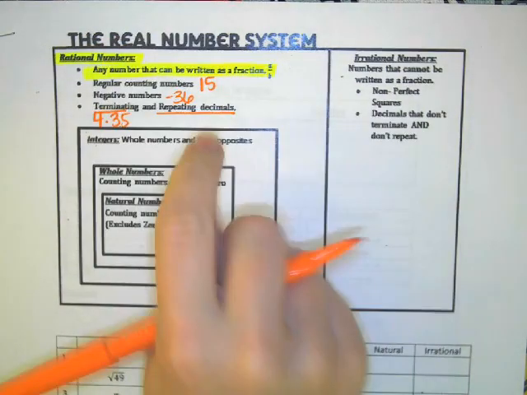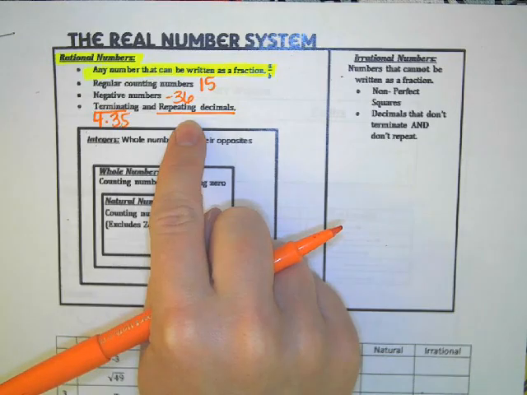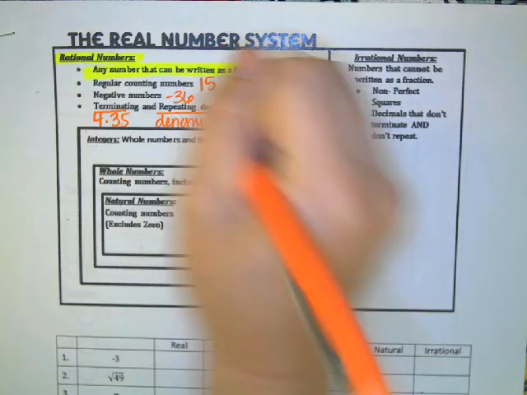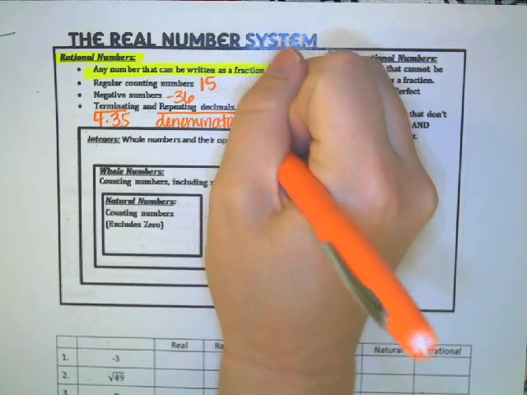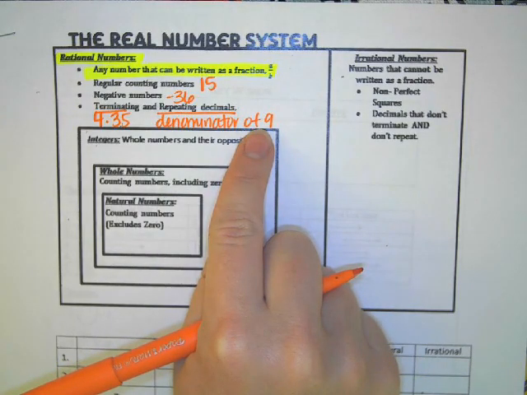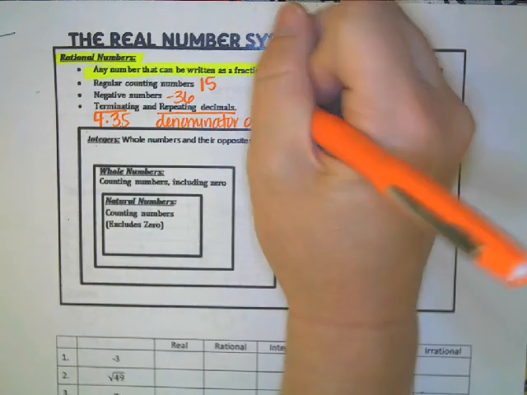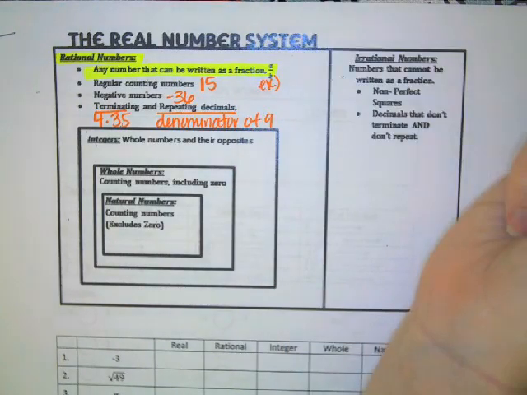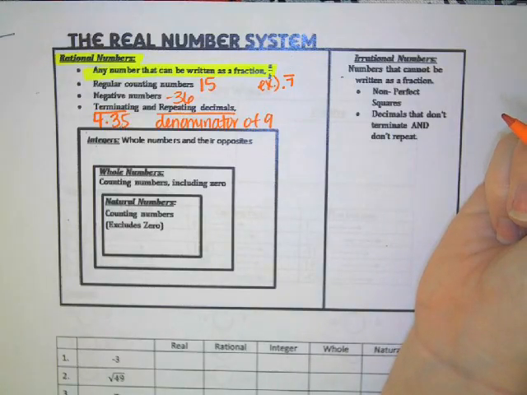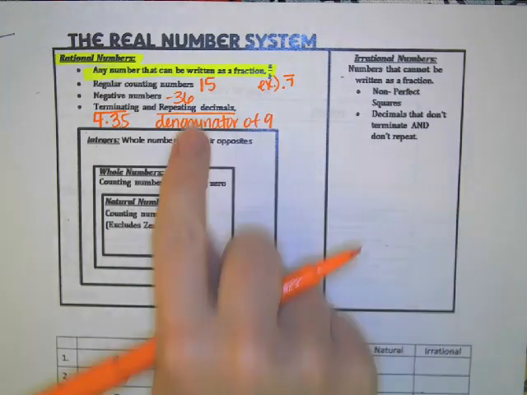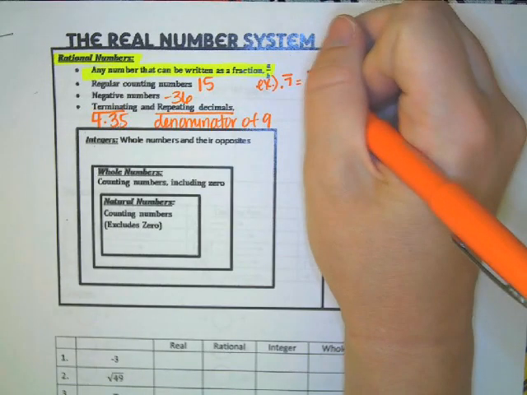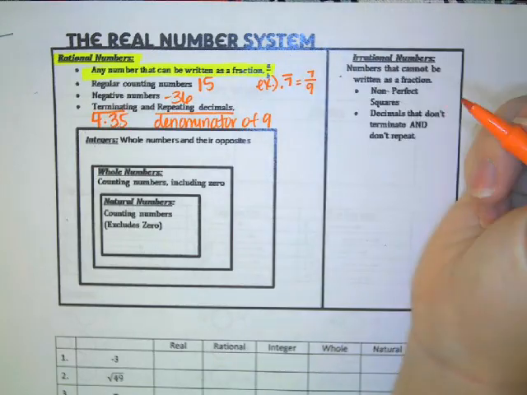4.35. Or a repeating decimal, anything that has a denominator of 9. Now, this rule for a denominator of 9 is one that we talked about in fractions. So, for example, if I had 0.7 and it's repeating, even though it looks like a decimal, remember a repeating decimal is a rational number. 0.7 repeating is the same as saying 7 over 9.